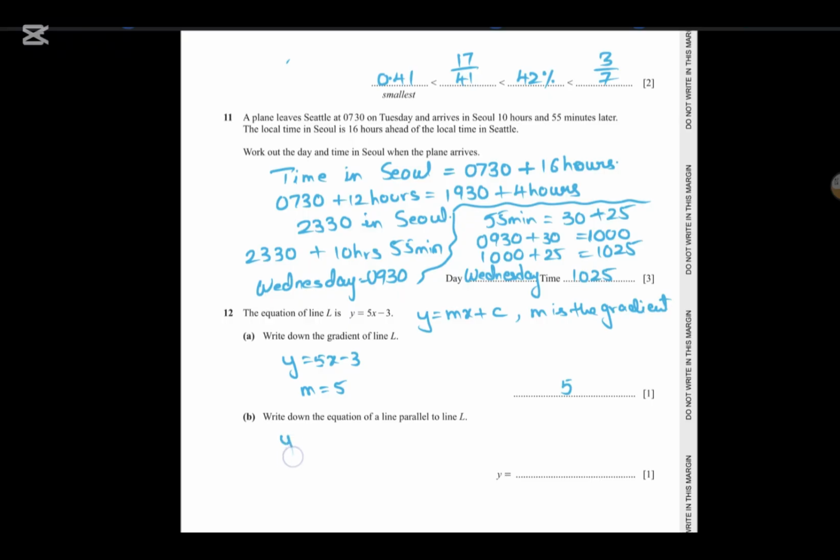Write down the equation of a line parallel to L. So whenever a line is parallel to any given line, the gradient won't change, only the y-intercept changes. The y-intercept is minus 3 here. You can write any other number instead of minus 3. So you will write here y is equal to 5x minus 4. Question number 12 is done.